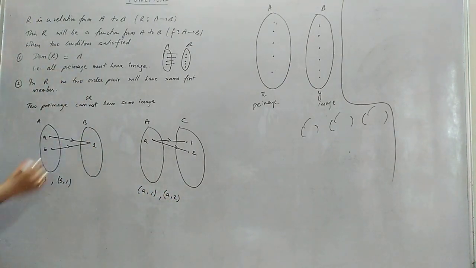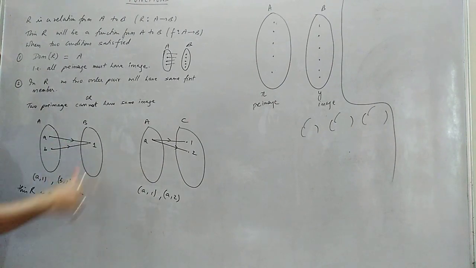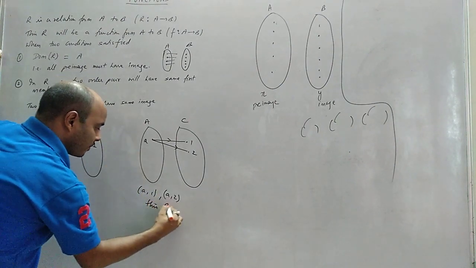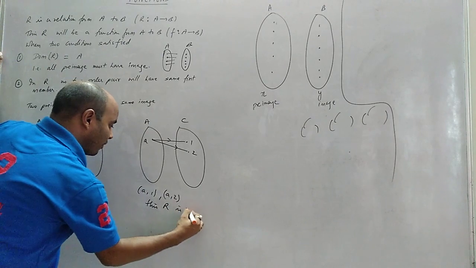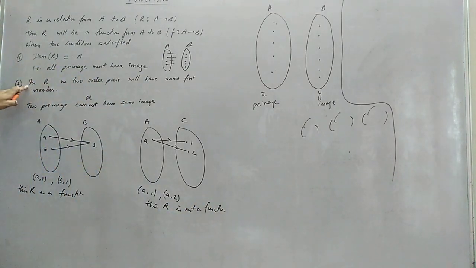Now, this relation is a function. Okay. But this relation is not a function. Why? That is written here. In R, no two ordered pairs will have the same first member. Now see. There are two ordered pairs. The first members are different. The second member may or may not be equal. कोई फर्क नहीं पड़ता मुझे. I am interested only in the first member.